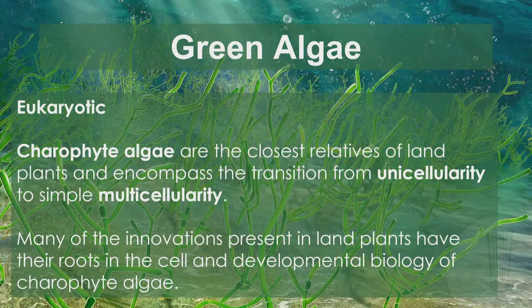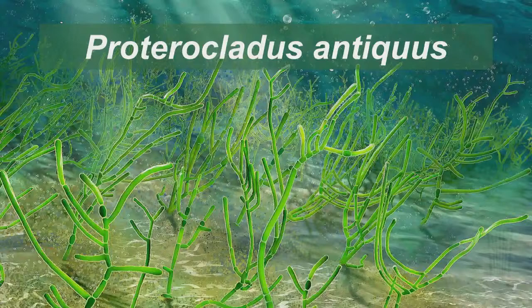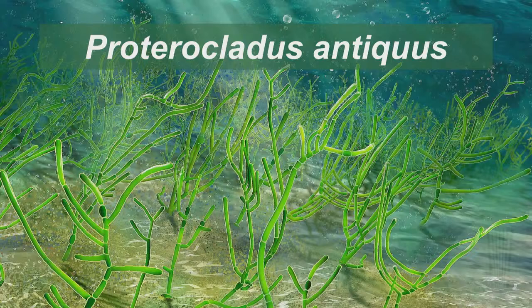Charophyte algae are the closest relatives of land plants and encompass the transition from unicellularity to simple multicellularity, or one cell to multiple cells. And many of the innovations present in land plants have their roots in the cell and developmental biology of charophyte algae. So this is really the beginning. Specifically, they think, at least this is one of the earliest algae species they've discovered. They think this is the source of modern land plants, but Proterocladus antiquus.